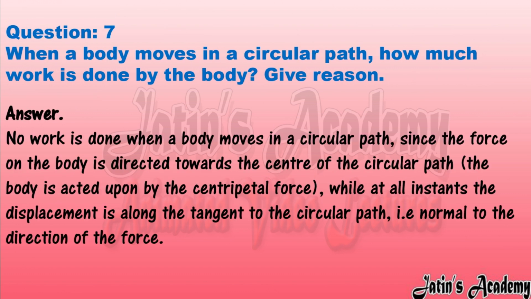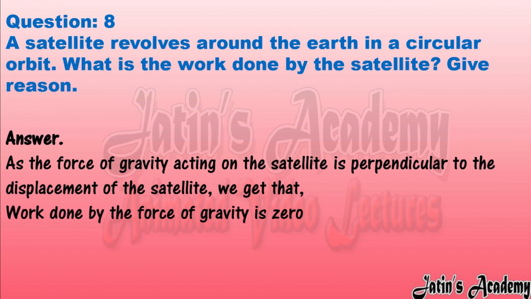Question 7. When a body moves in a circular path, how much work is done by the body? Give reason. Answer. No work is done when a body moves in a circular path, since the force on the body is directed towards the center of the circular path. The body is acted upon by the centripetal force, while at all instants the displacement is along the tangent to the circular path, that is normal to the direction of the force.